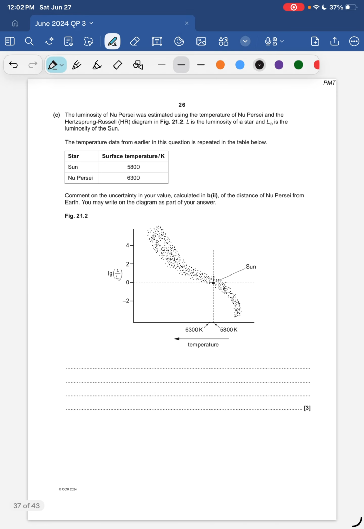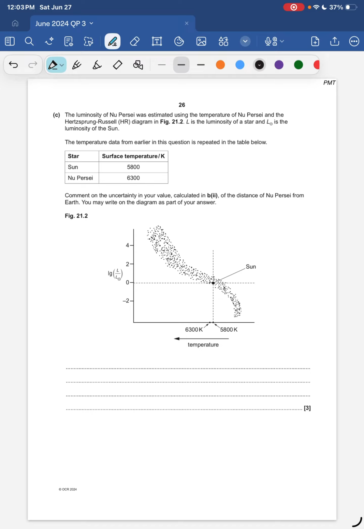So let's move on to part C. Okay, part C, the luminosity of New Percy was estimated using the temperature of New Percy and the Hertzsprung-Russell HR diagram in 21.2. L is the luminosity of a star, and L with that circle is the luminosity of the sun. The temperature data from earlier in this question is repeated in the table below. Comment on the uncertainty in your value calculated in B2 of the distance of New Percy from Earth. You may write on the diagram as part of your answer.